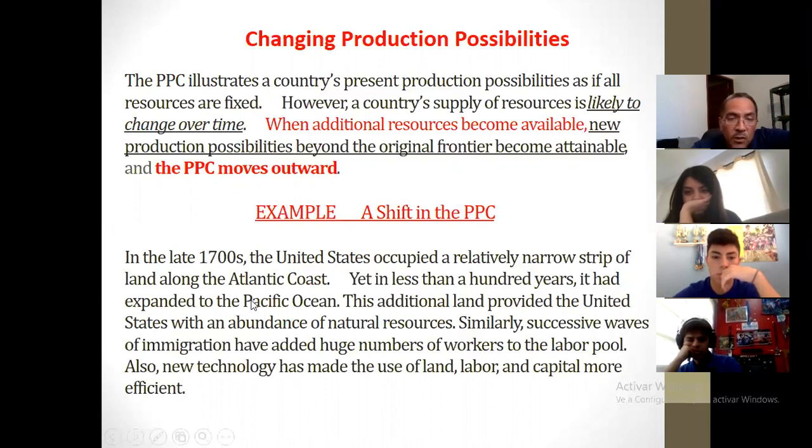And then they moved to the Pacific Coast. So they had a lot of resources, new resources, in order to grow their economy. And also in those times, remember, there was a wave of immigration that added a huge number of workers to the labor pool, okay? Also, new technology has made the use of land, labor, and capital more efficient.